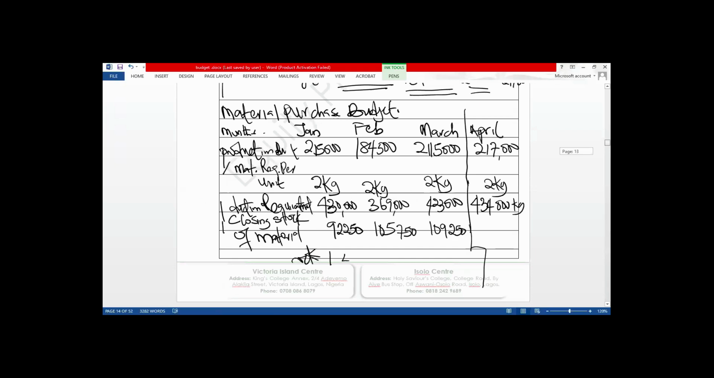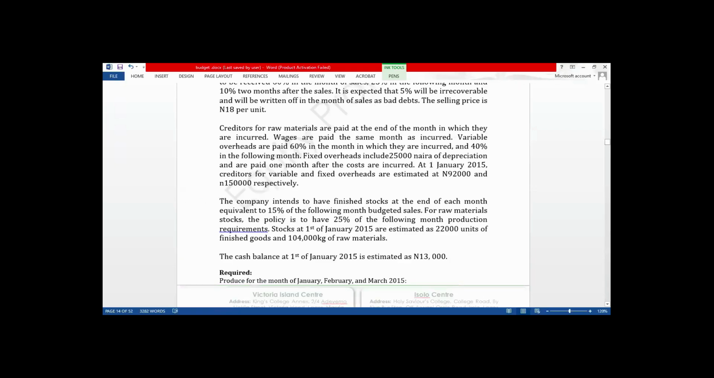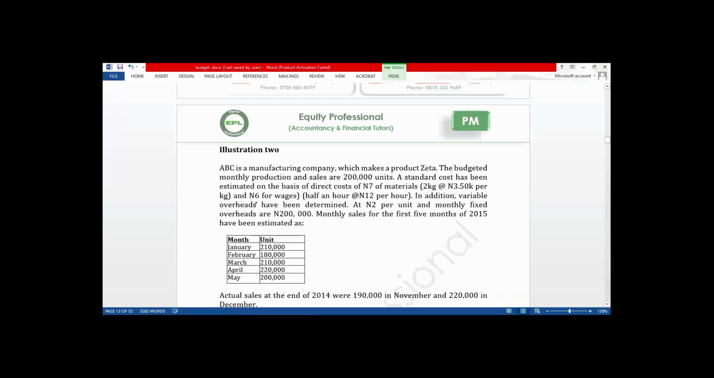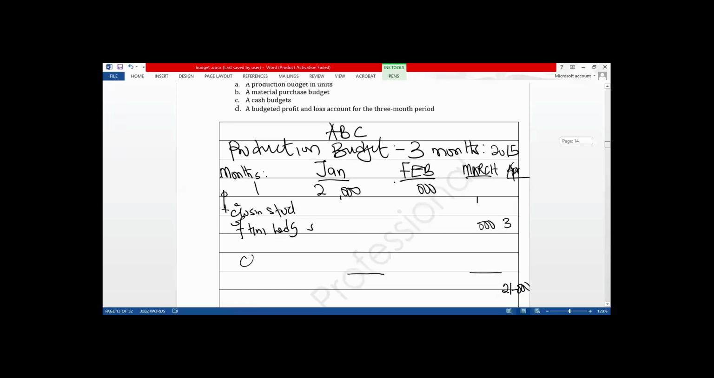Labor or wage. Wages are paid the same month as incurred. Let's go and calculate monthly wages. Wages is 6 naira per unit. We now need to do a working. This will come from your production budget. Look at it.